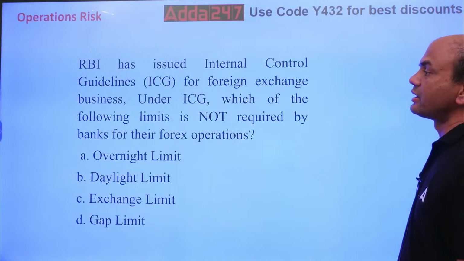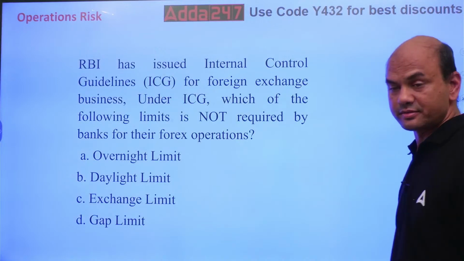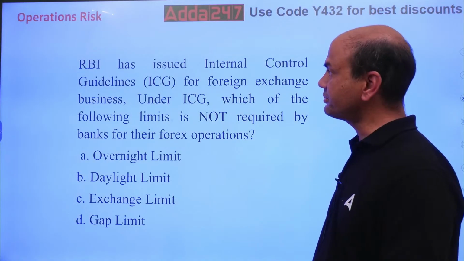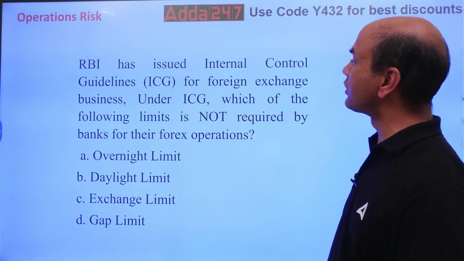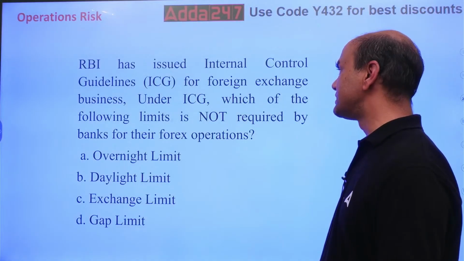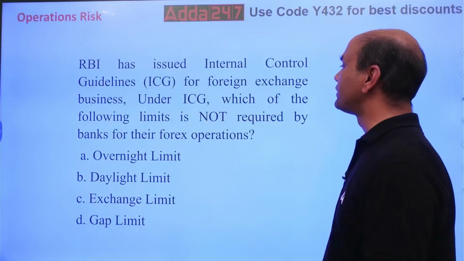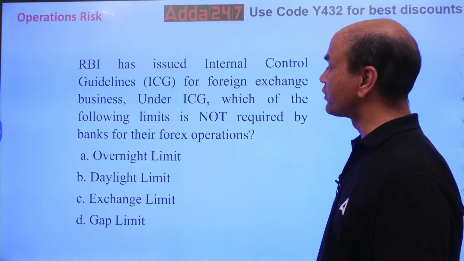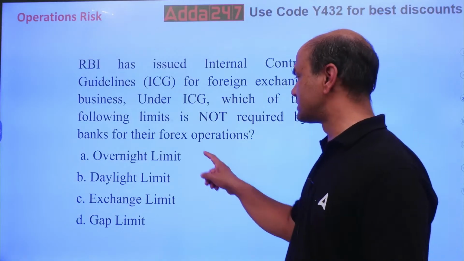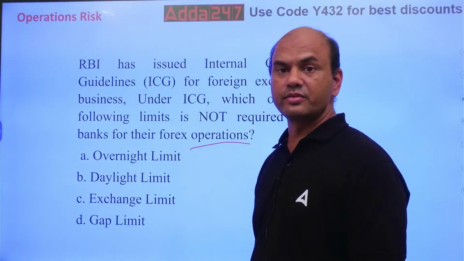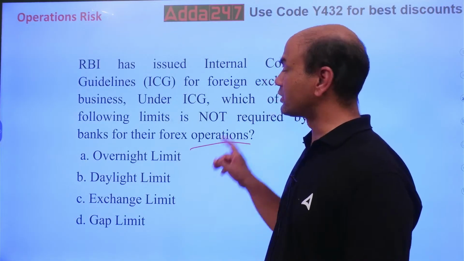RBI has issued internals here. I told you the questions are there. RBI theory I'll be covering some part later. RBI has issued internal control guidelines for foreign exchange business. Under ICG, which means internal control guidelines, which of the following limits is not required by banks for forex operations? Again, here comes the operations risk. Which of the limits are not required?